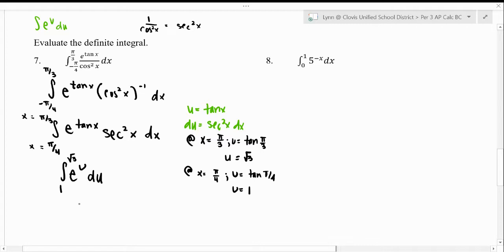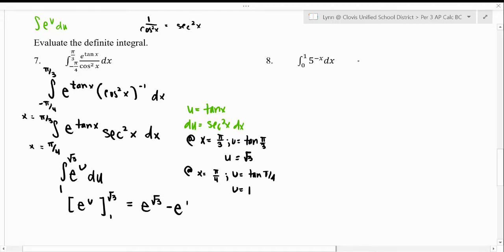And so let's go ahead and integrate that. The integral of e to the u is e to the u. And then change your notation from 1 to root 3, and then f of b minus f of a. So that would be e to the root 3 minus e to the 1. And then just leave it like that. No decimals needed. All right, let's do our last one, number 8.